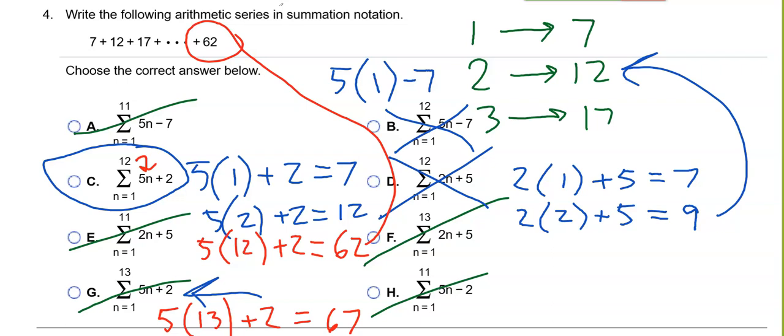Wait, so what would you do? Now, if you plug in a 1, you have to get 7, right? Mm-hmm. Well, whatever the top number is when you plug it in has to give you 62. Mm-hmm. So letter choice C is the only one. When you plug in the 1, you get a 7. When you plug in the 12, you get a 62. Now, I don't know if there are any other choices.